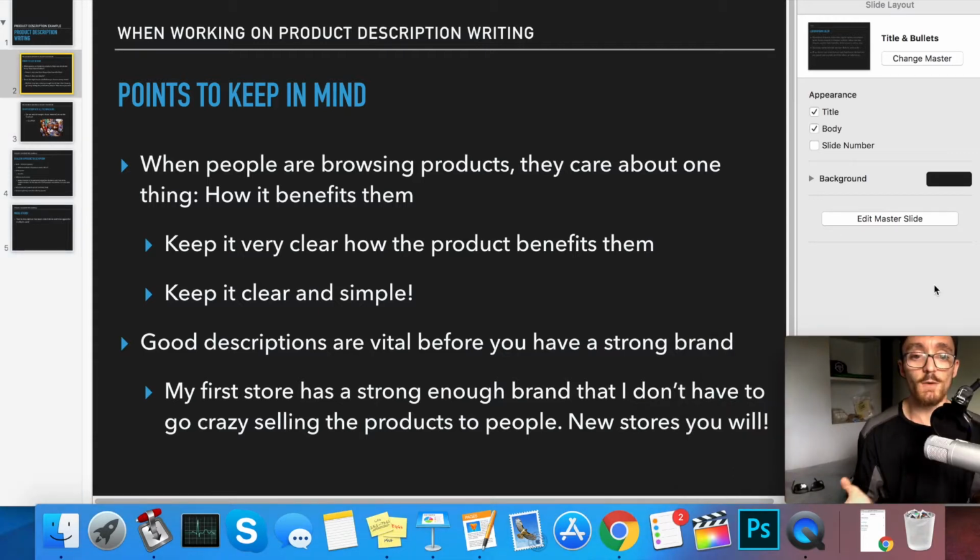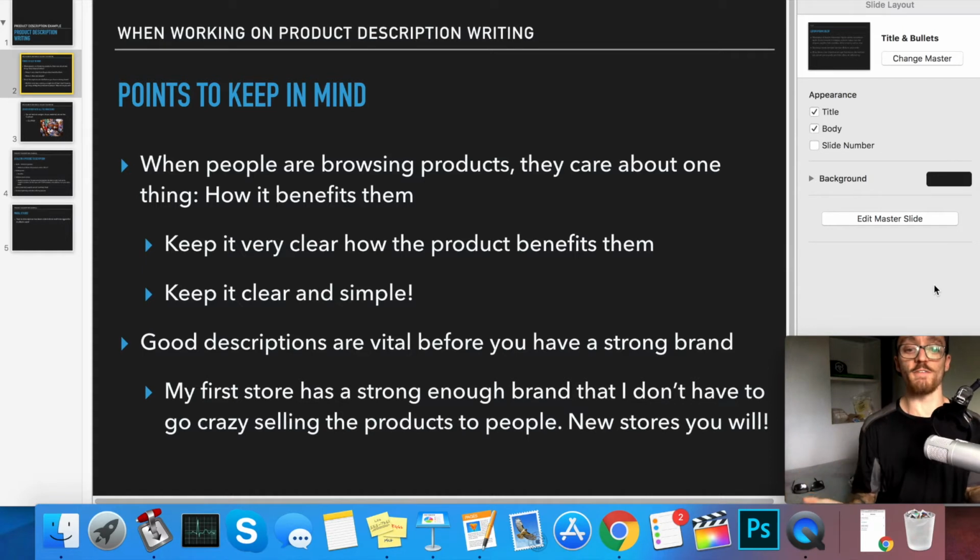You have to understand when people are browsing products, they only care about one thing: what benefits them. So you really have to keep things clear on how the product benefits them. Keep everything really clear and simple. And something else to keep in mind, good descriptions are vital before you have a strong established brand. So the information I give you here is going to be super important for you to take note of.